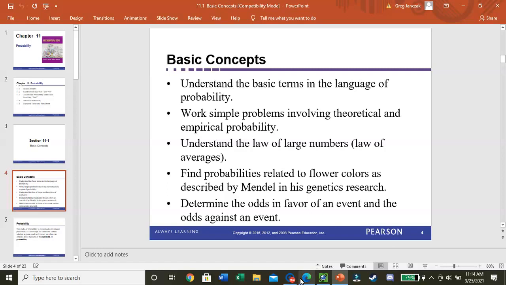We're going to find probabilities related to genetics. We're going to be getting into probabilities with genetics and determine the odds. And we're going to compare and contrast odds versus probability.